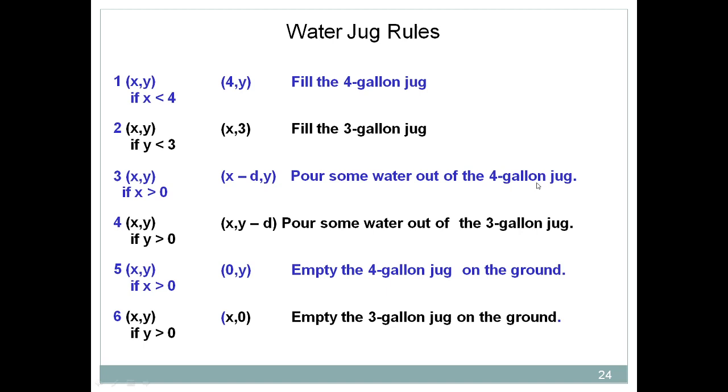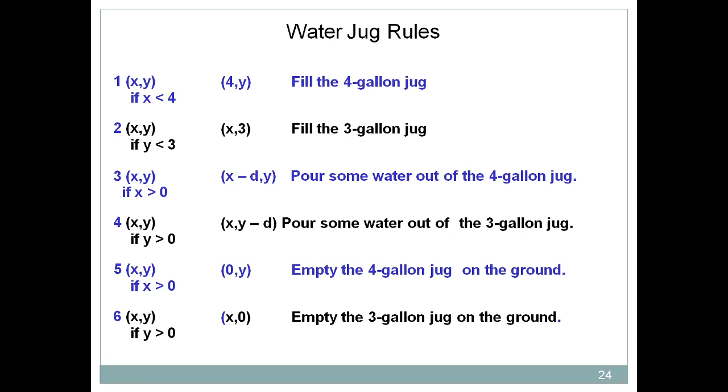Now we have to formulate a similar rule for the 3-gallon jug. So again x comma y. In this case, again the condition: the y value should be greater than 0. And here x comma y minus d. That means I am throwing d amount of water from the 3-gallon jug. So we have formulated these two rules for throwing some amount of water from the 4-gallon jug and the 3-gallon jug.